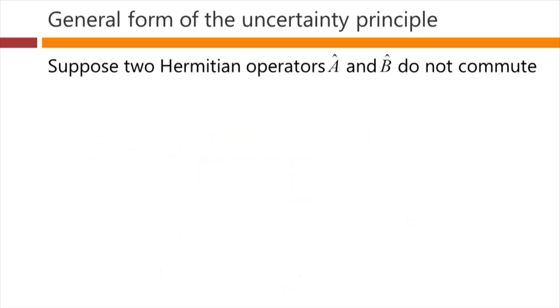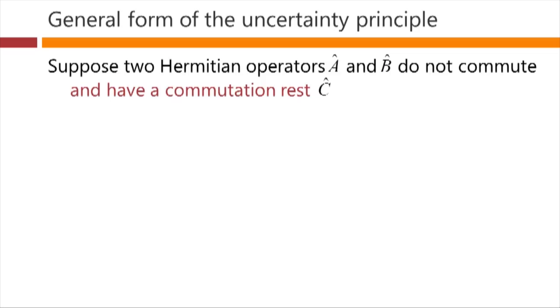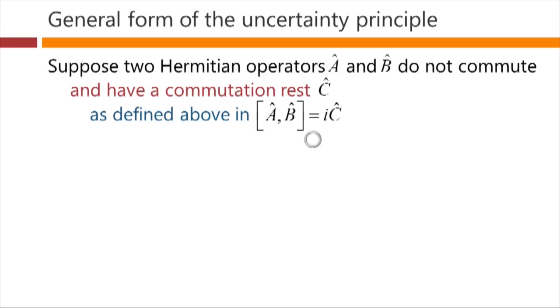Suppose then we've got two Hermitian operators, A and B, that do not commute with one another. And therefore, from our commutator, we have a commutation rest, some operator C. So in our above definition, the commutator of A and B is equal to i times C.